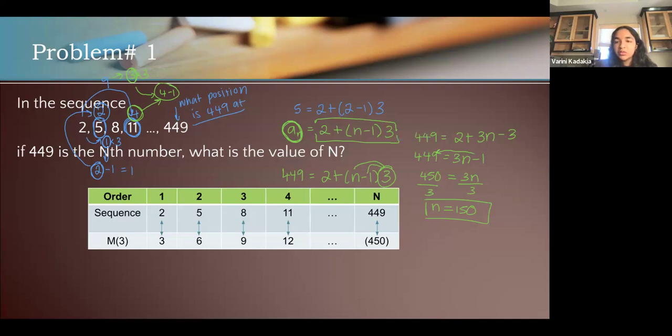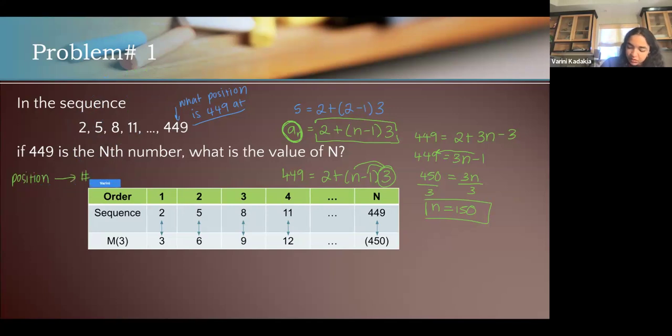Does everyone understand where that part came from? Or no? I think I forgot that place. Okay, I'll go over it again. So what we found was a pattern that correlated the position of something with the number itself. Okay?